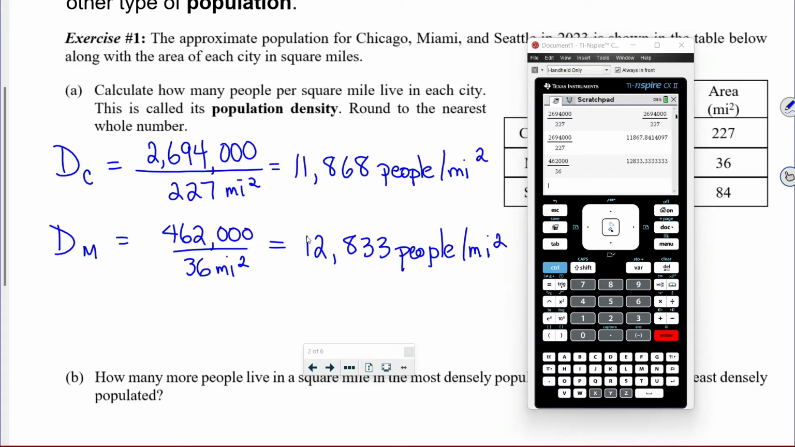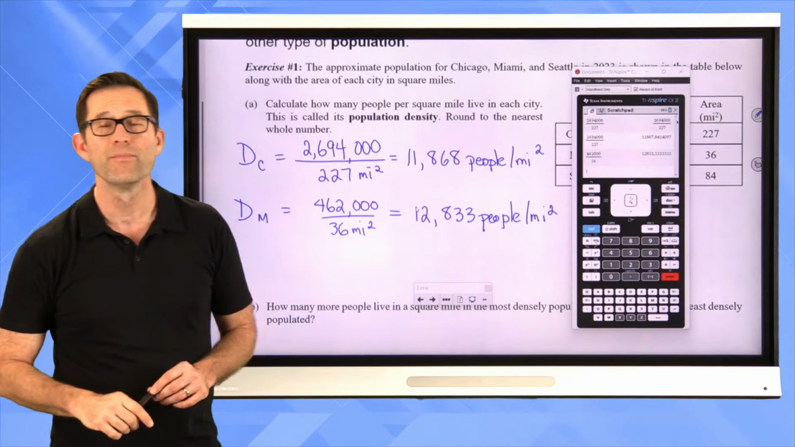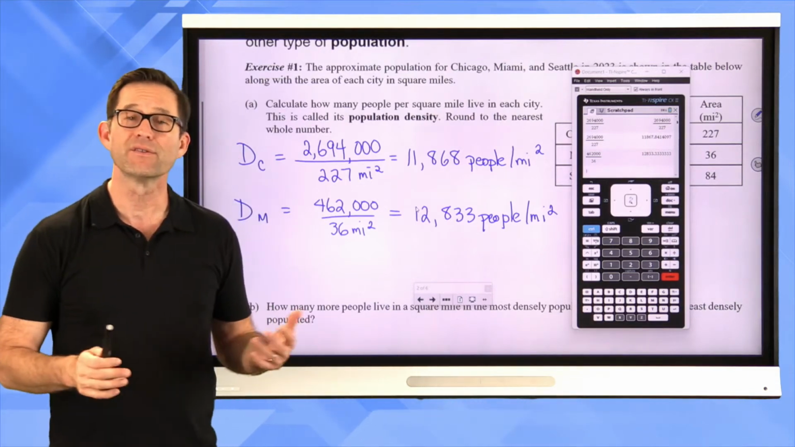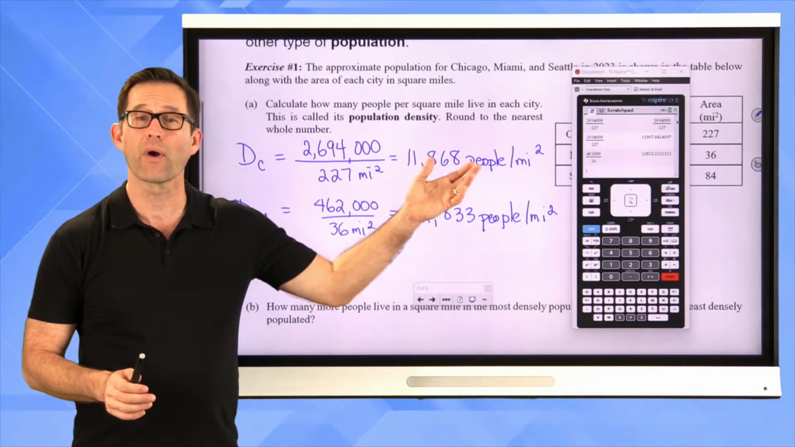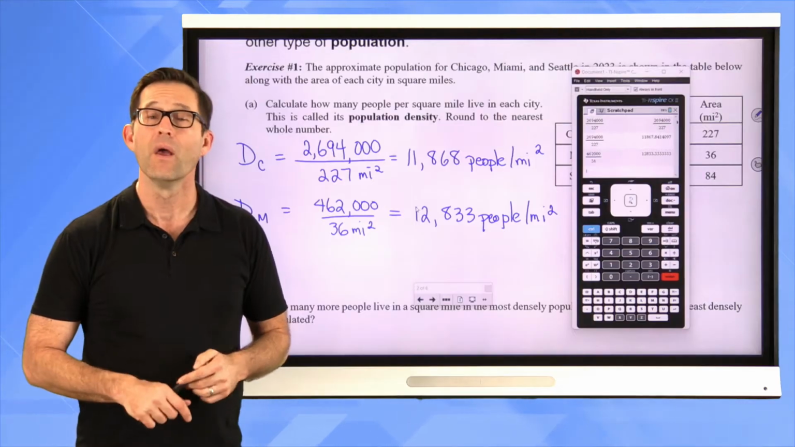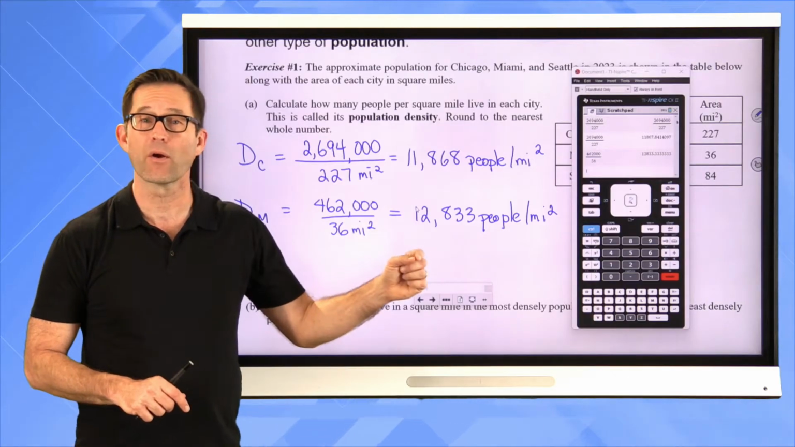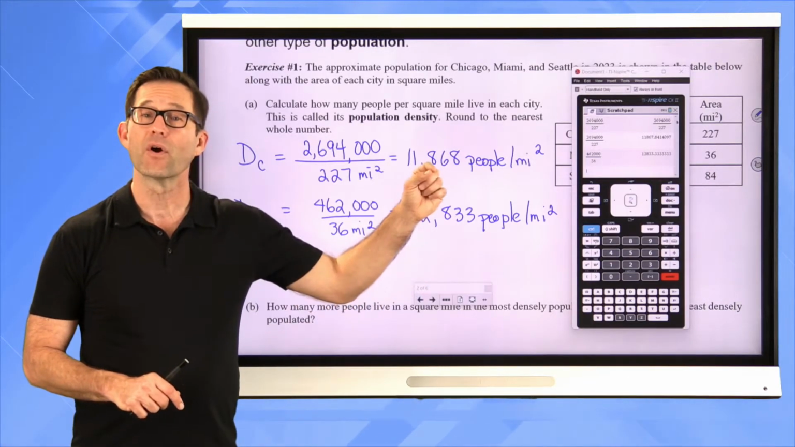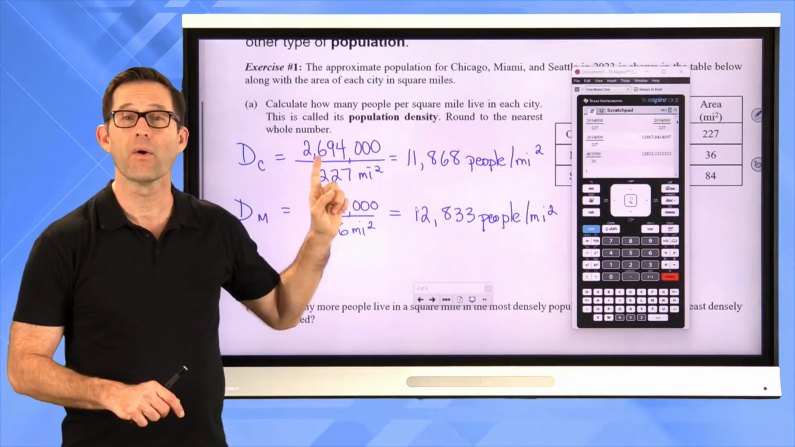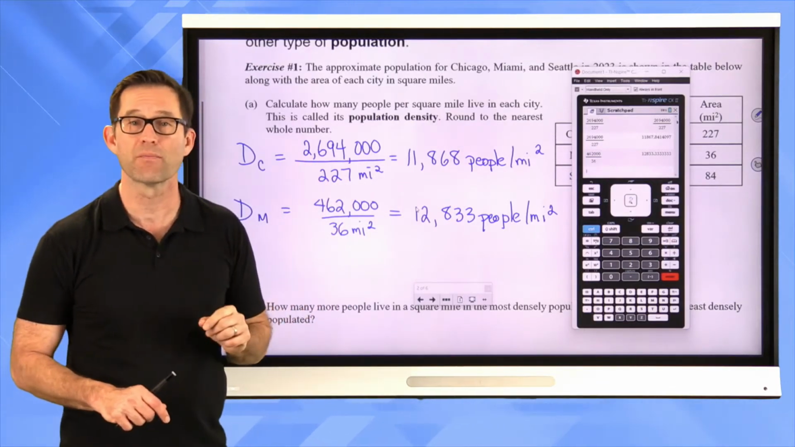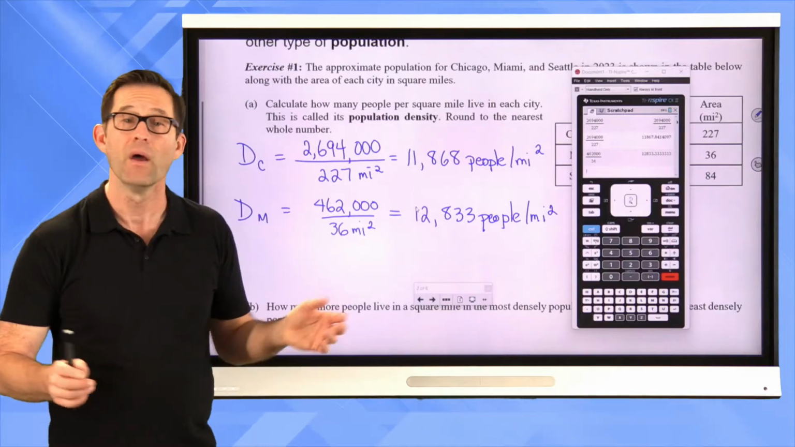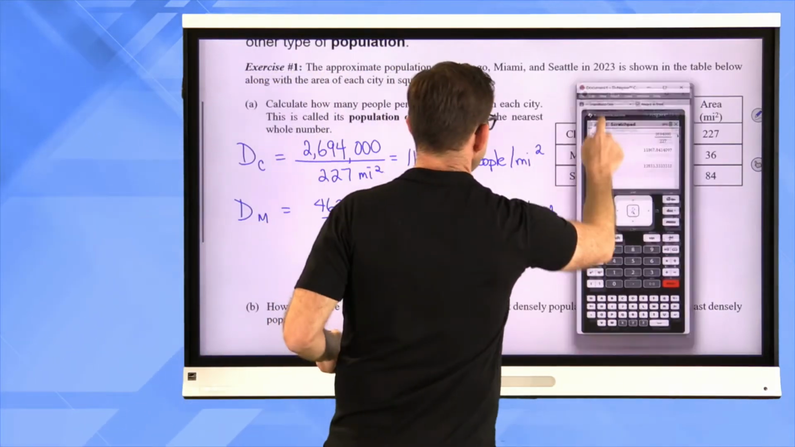And right away, before we move on and take a look at Seattle, we can already tell that in a certain sense, Miami is more crowded than Chicago. There are more people living in a square mile in Miami than there are in Chicago, even though Chicago has a much larger population than Miami.